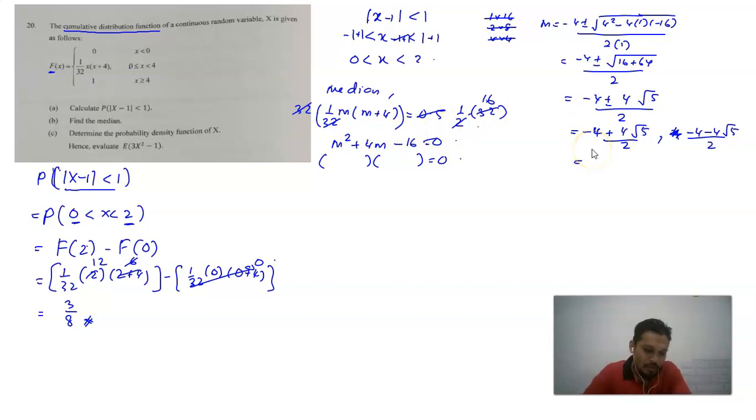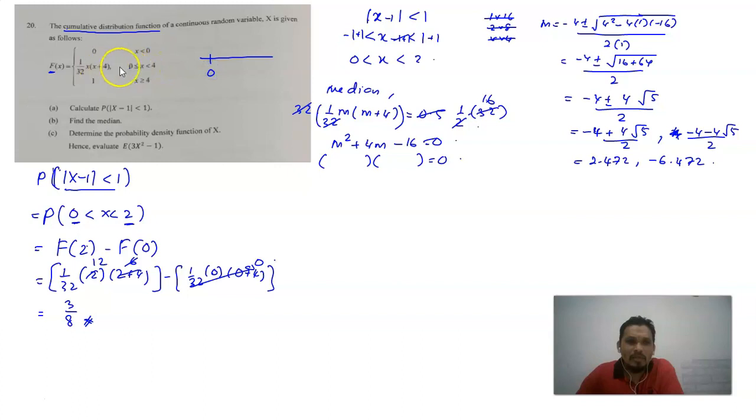Then you get here equal to 2.472. And another one here, negative 4 minus 4 times square root of 5 divided by 2. Okay, and that gives you negative 6.472. Okay, so these two are the result of m. This and this, 2.472 and negative 6.472.